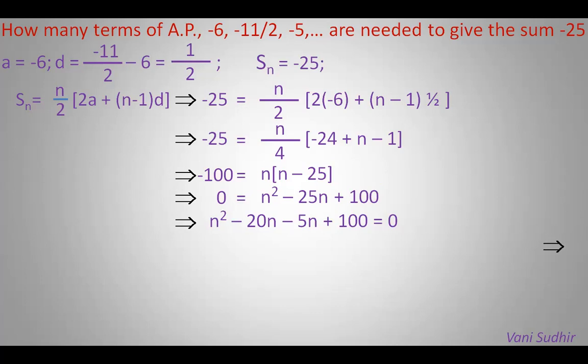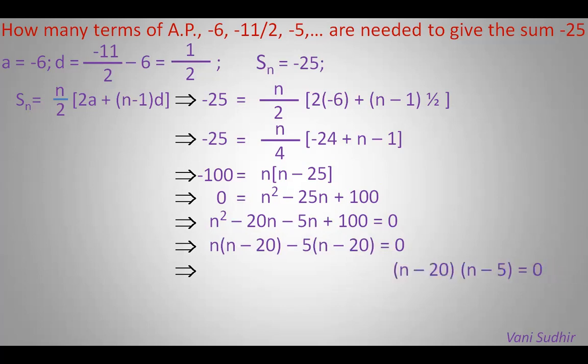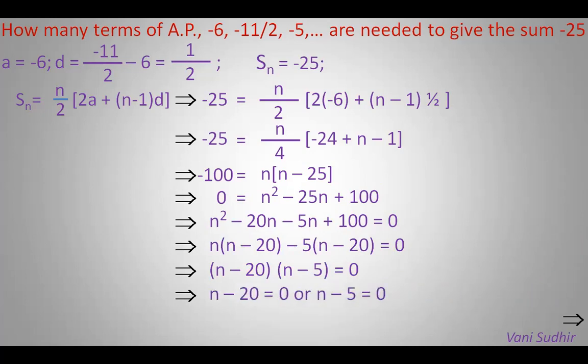In the first two terms we can take n common. So n minus 20 will be the other factor. In the other two terms we can take minus 5 common. Again I am getting n minus 20. In both the terms, n minus 20 is common, we can take n minus 20 common. So the other factor will be n minus 5. This product is 0, so we have to use the zero product property. That is, either n minus 20 is 0 or n minus 5 is 0. So n value will be 20 or 5.